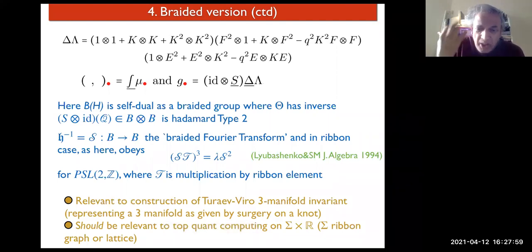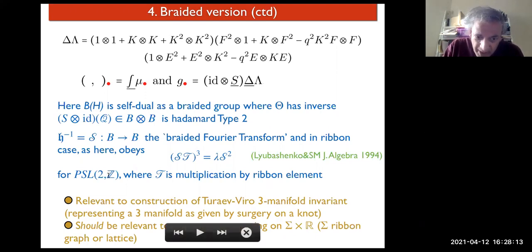So you take a knot in S3, you delete a thickening of the knot, that's a tube, and then you identify the tube with the standard torus, and that is implemented by this element of the mapping class group PSL2Z. And then you get a three-manifold. That's how the knot invariants become three-manifold invariants, which is the Chern-Simons-type invariant.